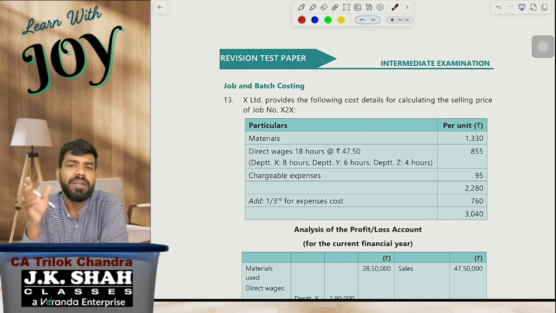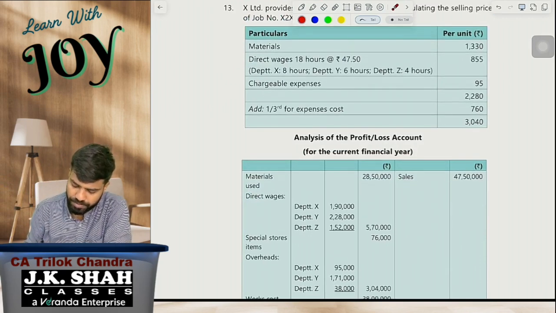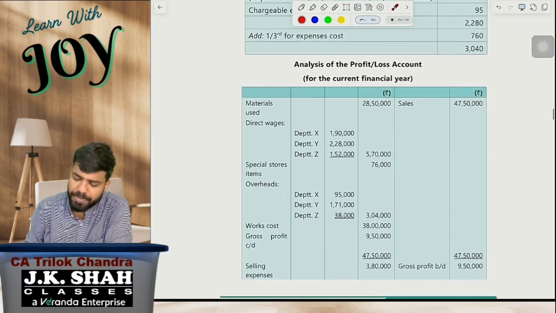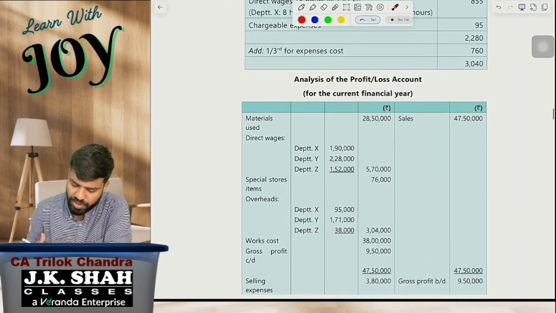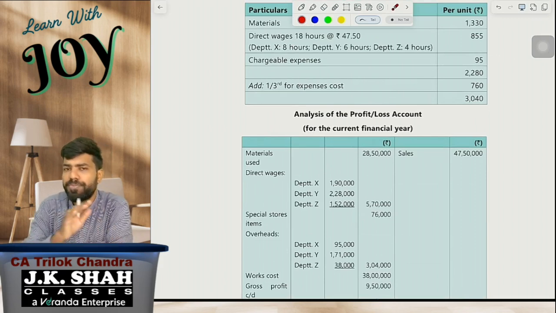Are you understanding? Now we need to add the direct expenses. Look here. The only point which we need to be careful about is absorption of overheads. Absorption of chargeable expenses, 95, is given. Now the point is absorption of overheads. How to absorb the overheads?